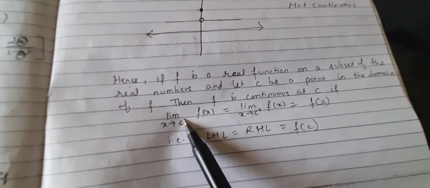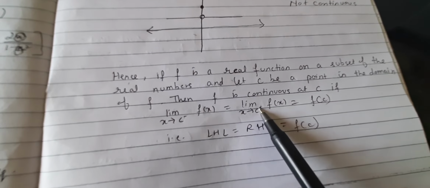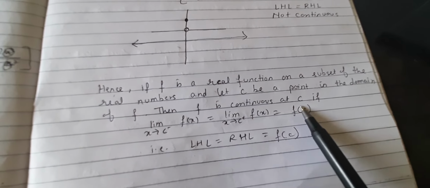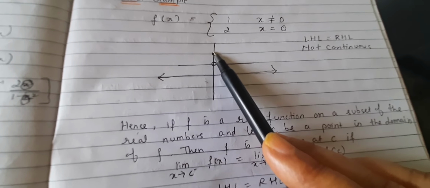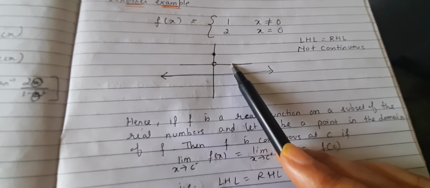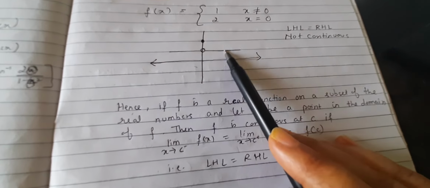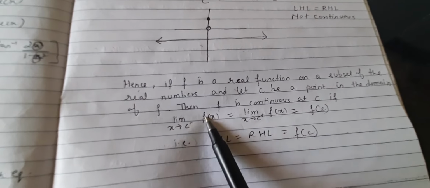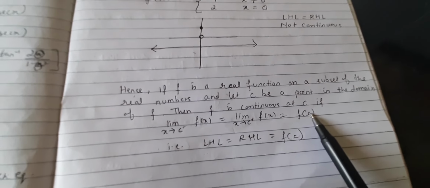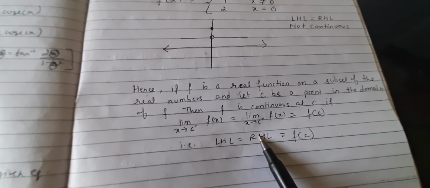So if I am approaching this function f(x) from the left hand side, and approaching from the right hand side, it should be equal to f(C). Just see over here, f(0) is not 1, f(0) is 2, but LHL and RHL are same, and this condition is not satisfied. So that is why this is discontinuous. So for continuity we have to have these conditions, that LHL should be equal to RHL and should also be equal to the value of the function at the point C. Then only the function is said to be continuous.